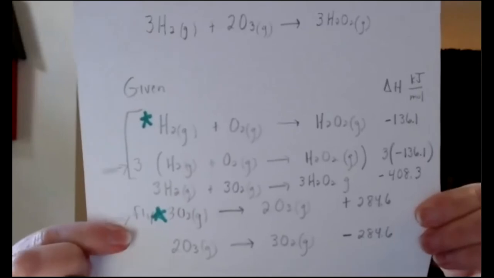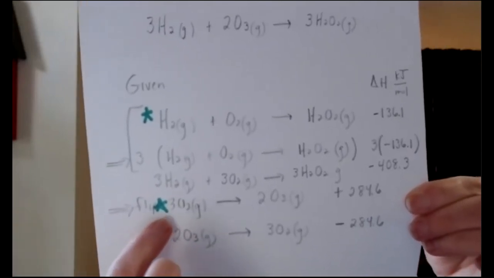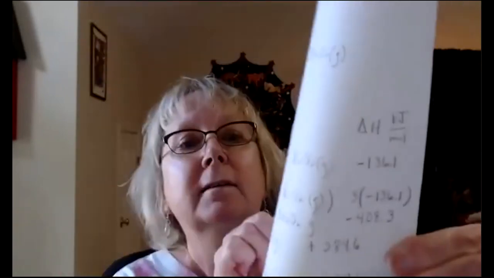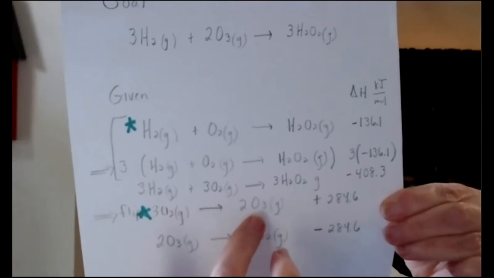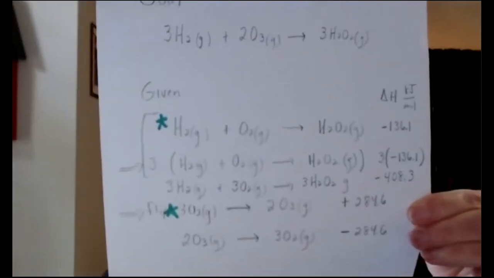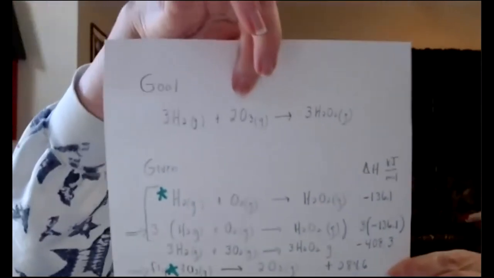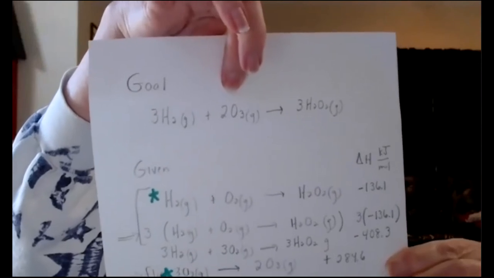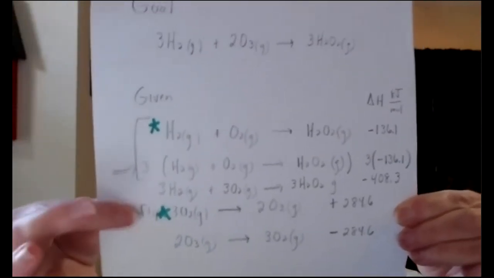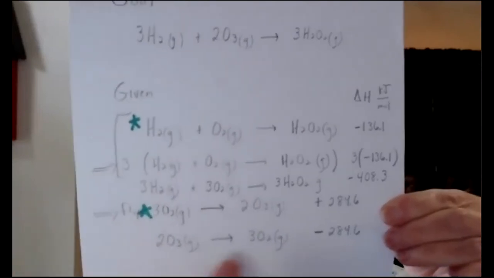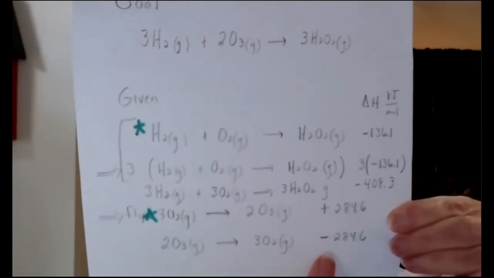Okay. Second reaction. I notice that it has 3 oxygens here, and the ozone is on the right. Oh, I've got a problem. My ozone needs to be on the left. So that tells me I have to flip. If I flip a reaction, which I flipped it here, you must change the sign.